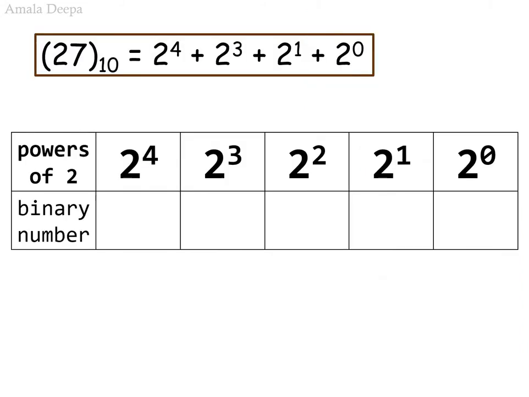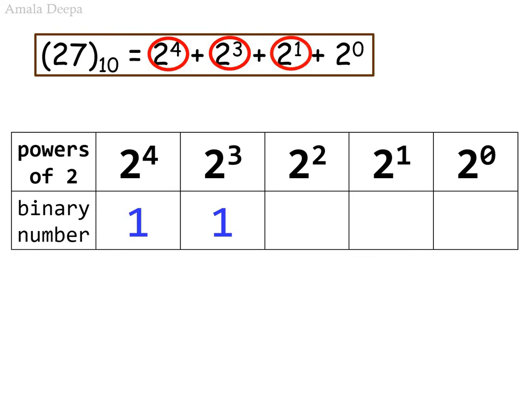Now you create a table like this by writing the powers of 2 starting from 2 power 4 in descending order: 2 power 4, 2 power 3, 2 power 2, 2 power 1 and 2 power 0. Now look at 27 base 10. It has 2 power 4, so you place a 1 over here. Next there is 2 power 3. Again you place 1 here.